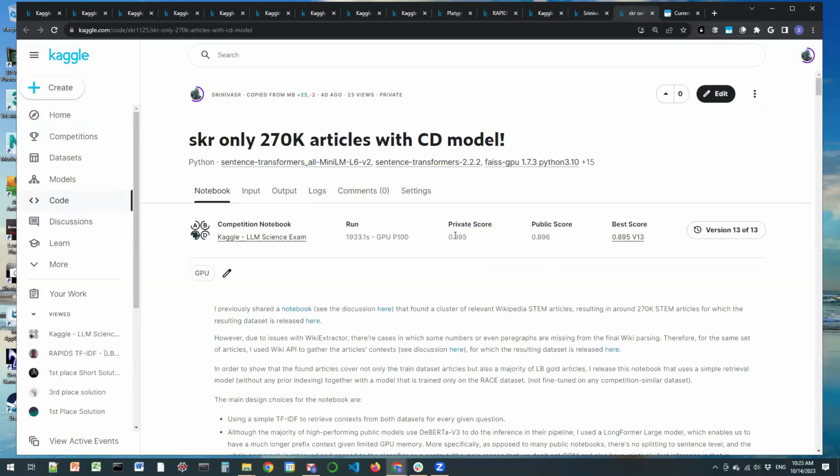Yeah, I was pretty impressed by how good the model is with respect to private and public. Like this drops by 0.001. Actually, it drops. It doesn't increase. But private score is 0.895 and public score is 0.896. And this is with 20%. This is with 80%. So it's a really, really good model.